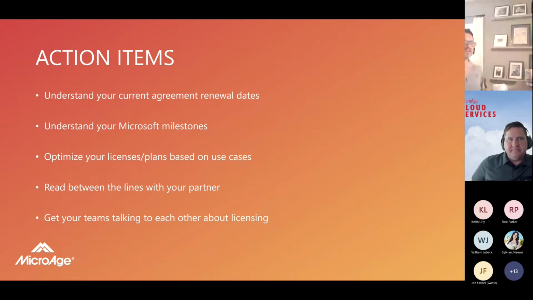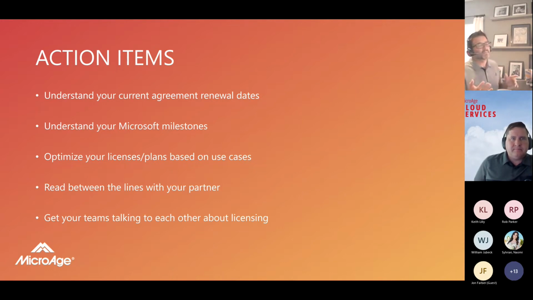Okay, so as far as action items for everybody out there, these are 5 pretty important bullets to think about. Understanding your current agreement renewal dates. So your EA, if you got an MPSA, if you got an open value, like any of those agreements out there, it's very, very hard to navigate this without a renewal date.